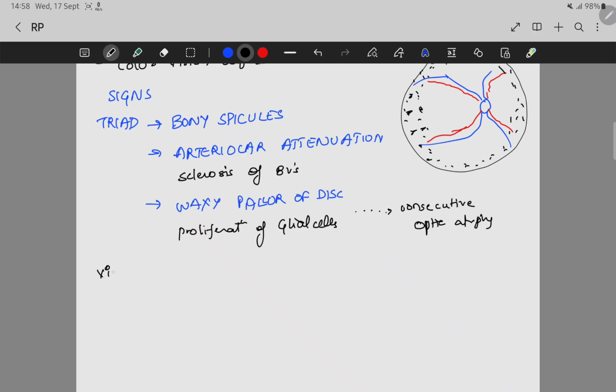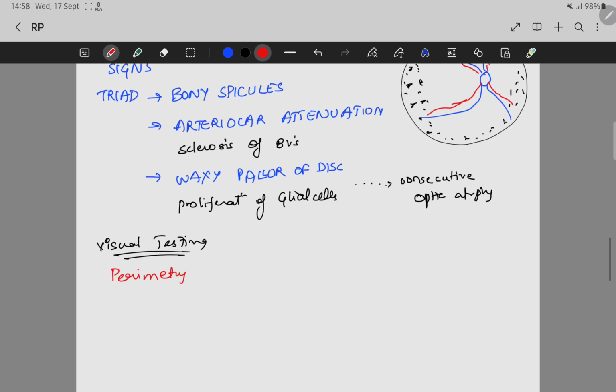And we can also look at the visual testing. With perimetry there can be ring scotomas, and on color vision testing there can be blue yellow defects, dark adaptation is prolonged, and in ERG there is reduced scotopic and combined response in the early stage. In advanced cases it is extinguished.